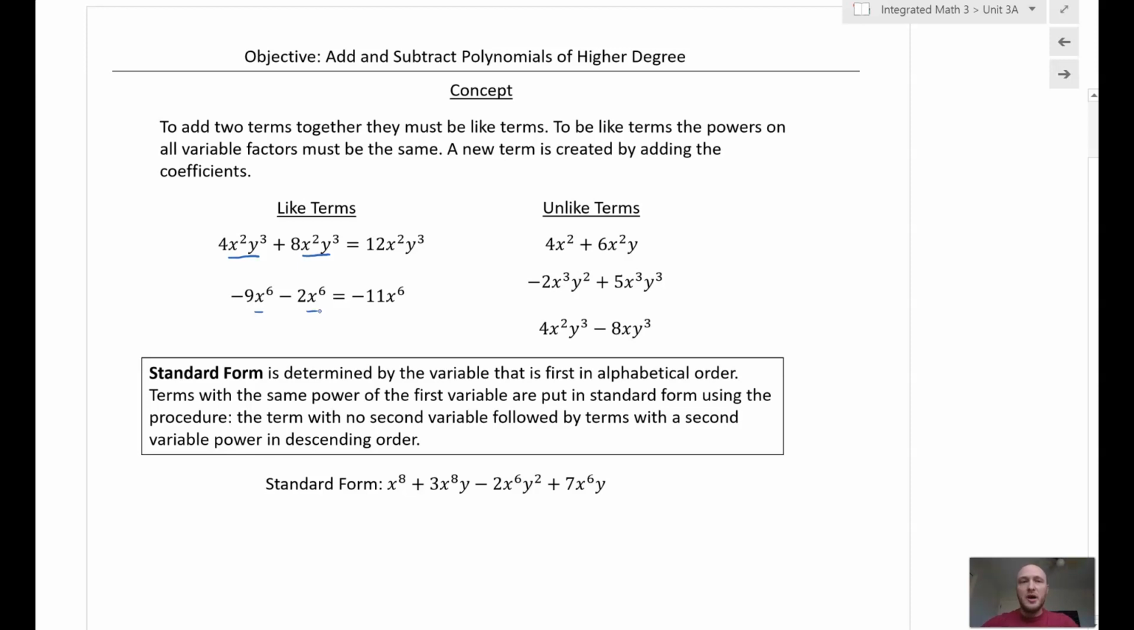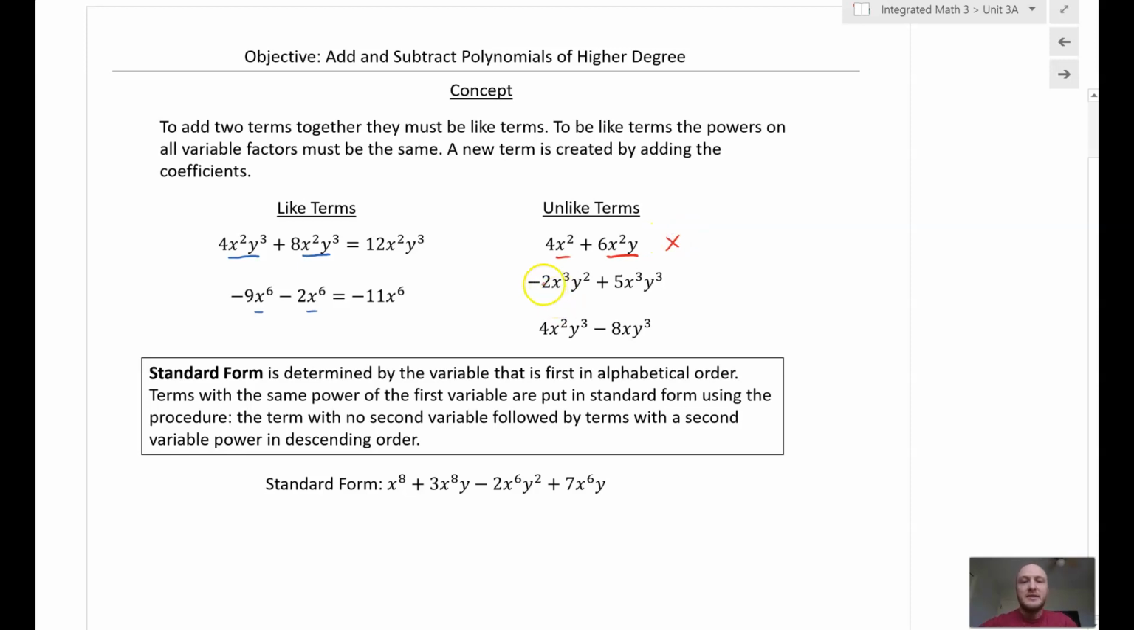Now, what are some unlike terms or non-like terms? I'm going to switch my pen here. So I have 4x squared plus 6x squared y. Well, this is an x squared y. This does not have a y, so it's not a like term.